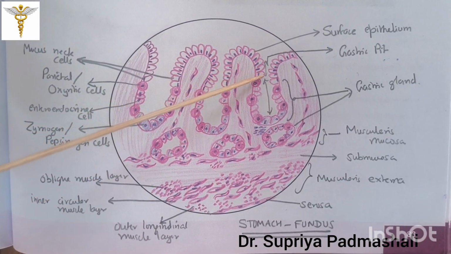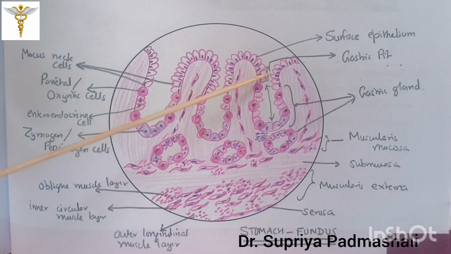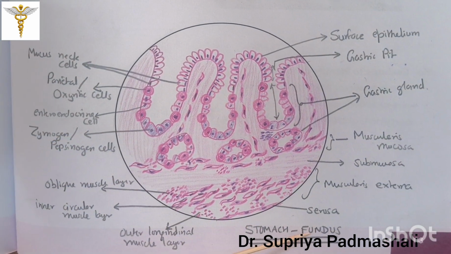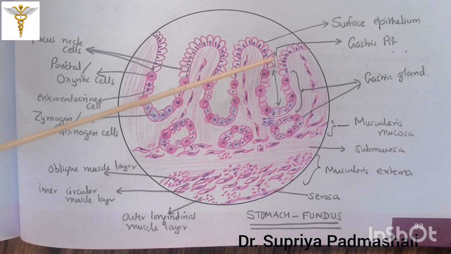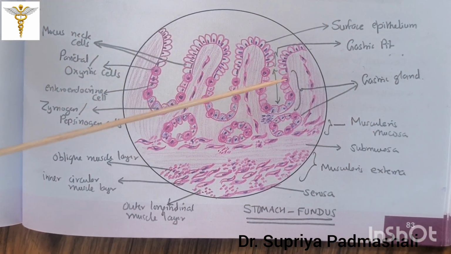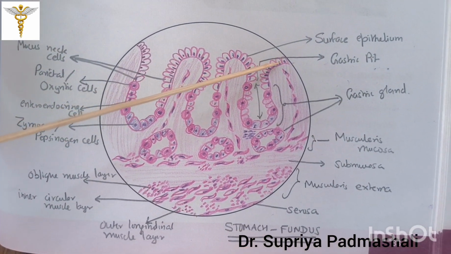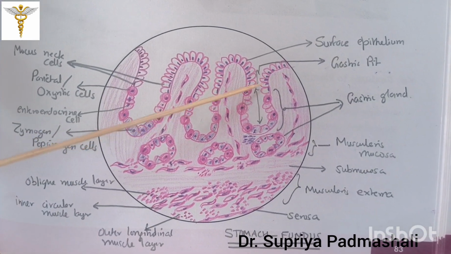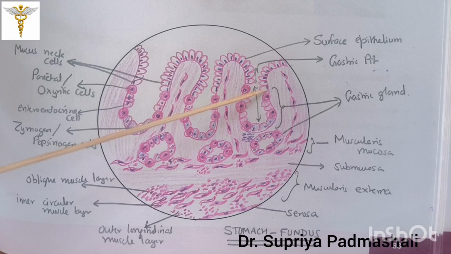If you see the proportion of gastric pit to gastric gland, it is 1:4 in the stomach fundus. Pit is smaller and gastric glands are longer. So in the gastric glands, just notice the lining epithelium. The simple columnar cells will become mucous neck cells. So they become flat. The nuclei become flat.